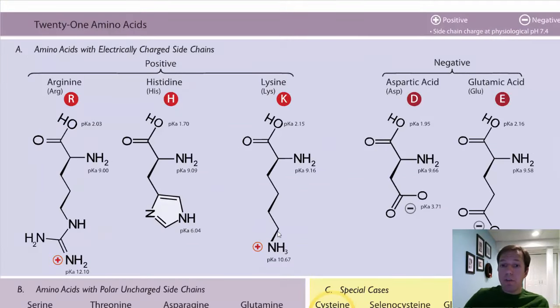As we look at the structure of those different types, the two first important groups are those that have a positive charge. These are also known as the basic amino acids, and two that have a negative charge. These are going to be the acidic amino acids.